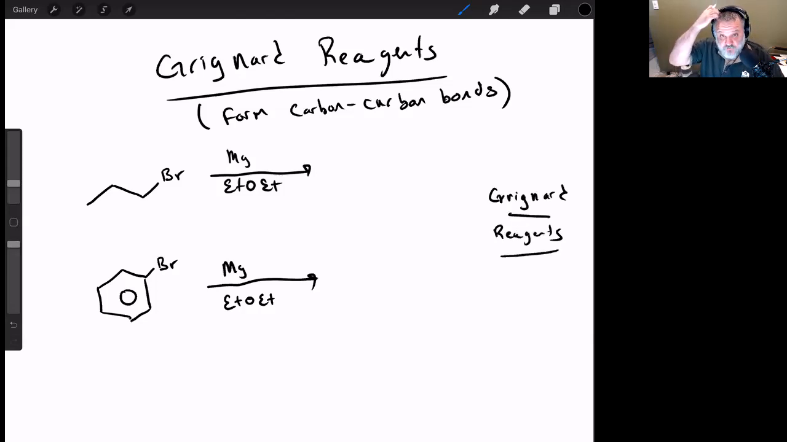You don't need to know this mechanism, but you will need to know the mechanism of how a Grignard reagent reacts. So what ends up happening is the magnesium ends up donating 2 electrons to the carbon, and the carbon itself becomes somewhat anionic.